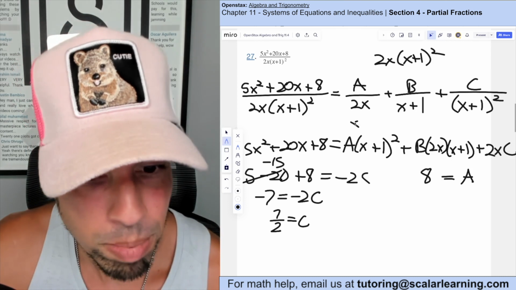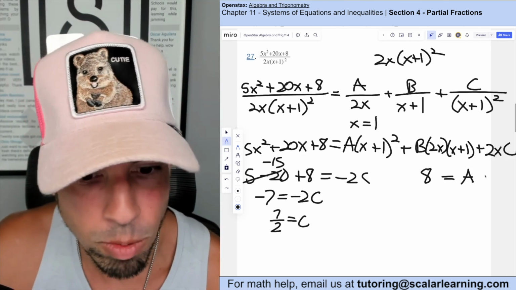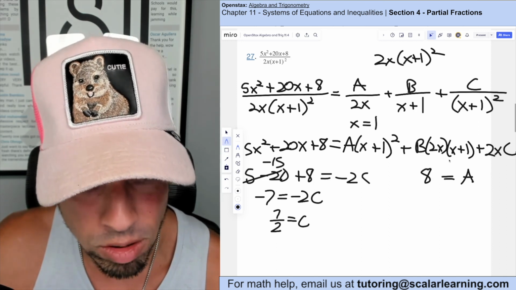Last but not least, I'm going to plug in something easy for x. I'm going to plug in 1. And this is kind of arbitrary because now I have A and C. It's going to be pretty easy to solve for B.